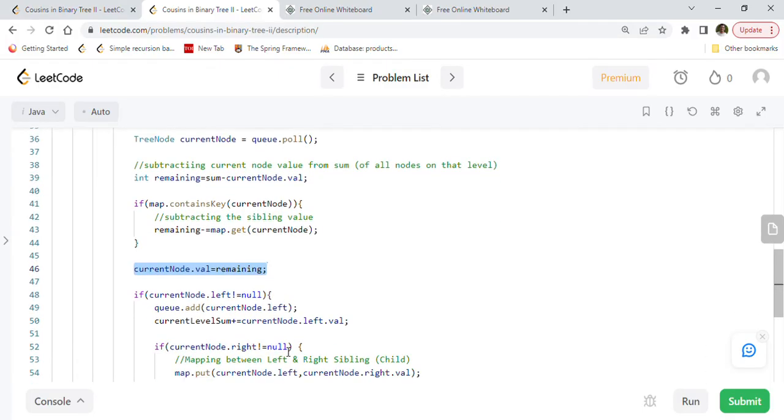And you will check now if it has a left node which is not null, then you have to add it to the queue for further processing through BFS. You will only add if it is there. If it's not there, you will not add, right?